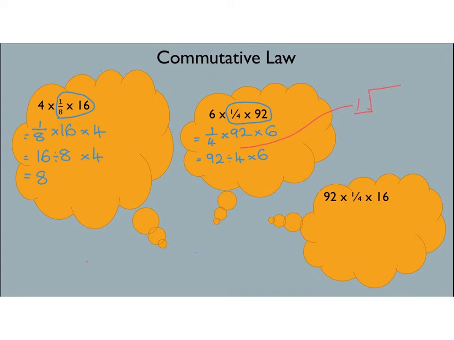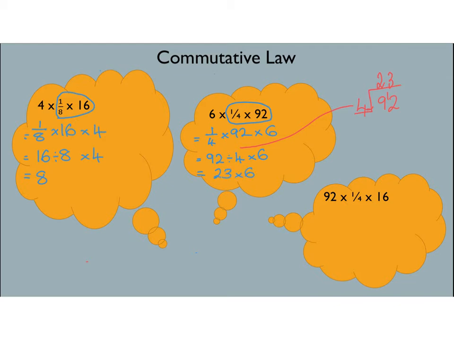So 92 divided by 4. You could do it like that. How many 4s are in 9? 2 with 1 left over, because 2 times 4 made 8. We've got 9, so we've got 1 left over there. How many 4s are in 12? We've got 3, so we've got 23. 92 divided by 4 is 23, and then multiply it by 6.